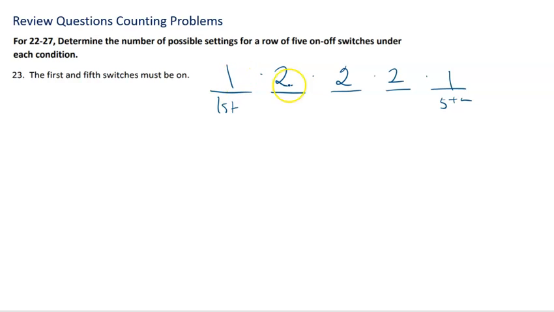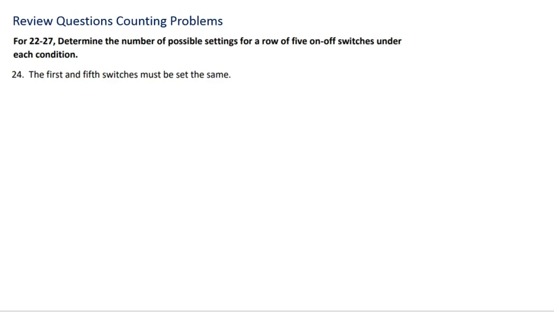It's not this switch or this switch or this switch. It's this switch and this switch and this switch. You see what I'm saying? So this is a multiplication problem. 1 times 2 times 2 times 2 times 1 is equal to 8. So there are 8 possibilities for the switches, with the extra condition that the first one and the fifth one must be on. For question 24, we still have 5 rows of switches.